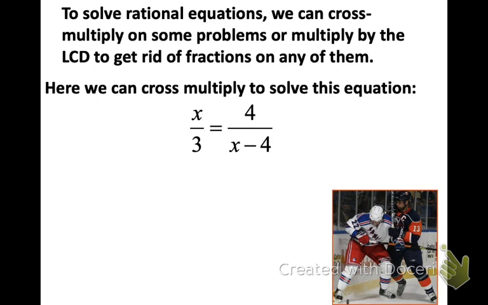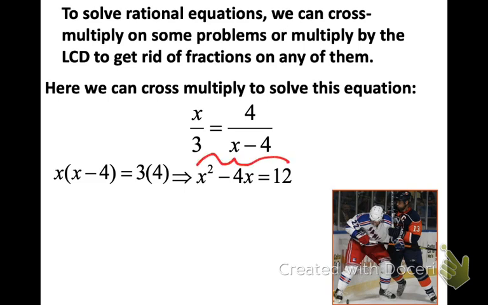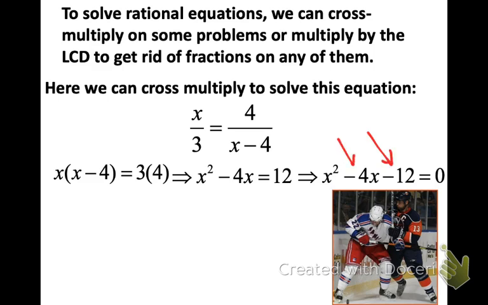We can say x times the quantity x minus 4, and 3 times 4. And once we get that, we're going to multiply. Looks like when we get to this step, we're going to move everything to one side of the equal sign so that we can factor in order to solve. So we ask ourselves what multiplies to negative 12 and what adds to negative 4.